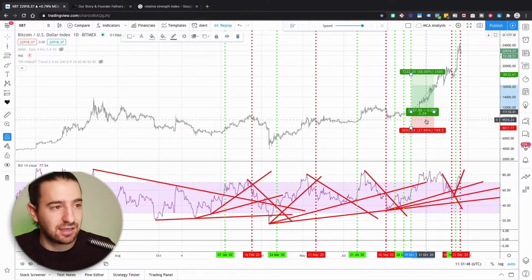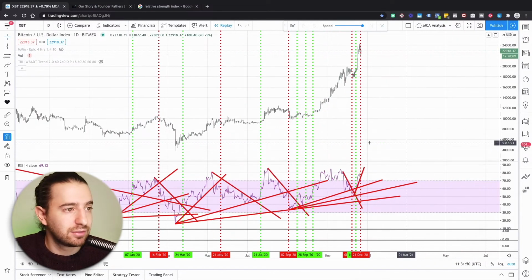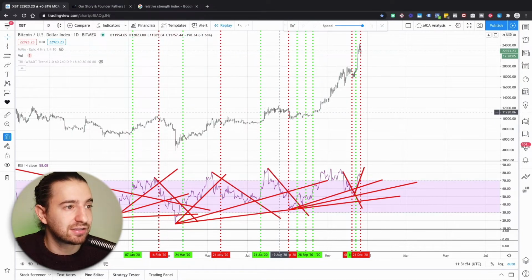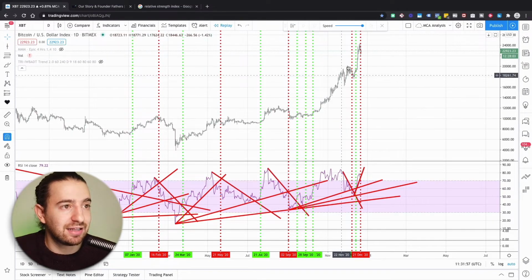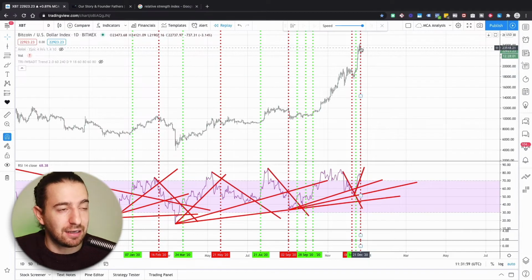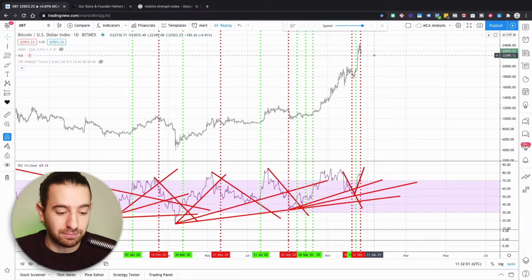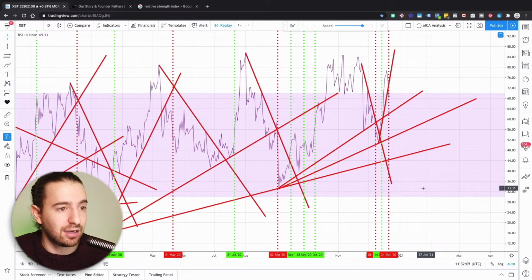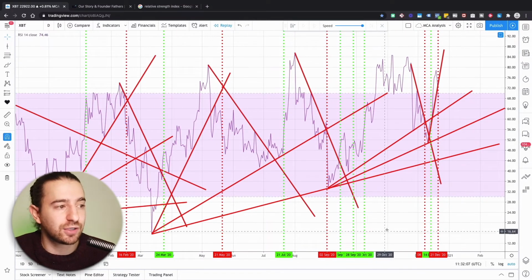If you look back in time from the beginning of the year, you buy here, you sell here, you buy here, you sell here, you buy here, you sell here, you buy, and then sell up here, you buy, and then you sell up here. So all of these trades are profitable based on this RSI method. So again, I'm just going to recap the method and then we'll finish off the video.